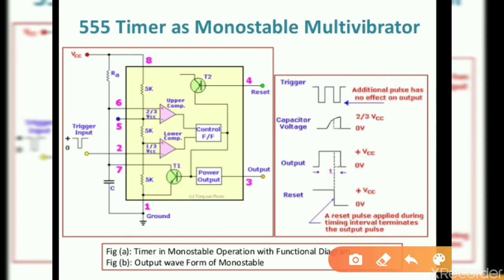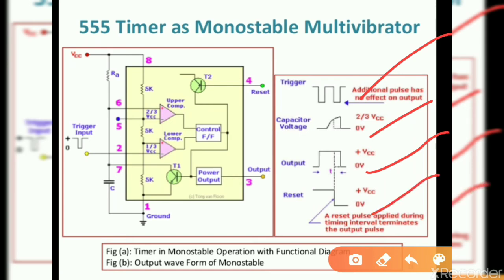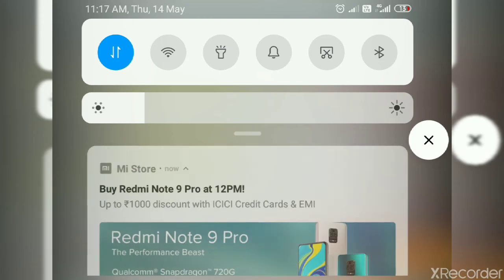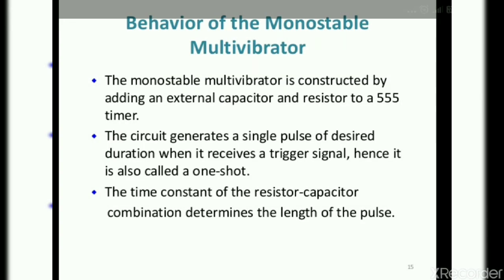This is the triggering pulse which we have given. This is the voltage across the capacitor waveform, and this is the output voltage of your multivibrator, and when you reset, you will get this particular pulse. So this is about the monostable multivibrator. Next we'll discuss the behavioral aspects of the monostable multivibrator, how it behaves.